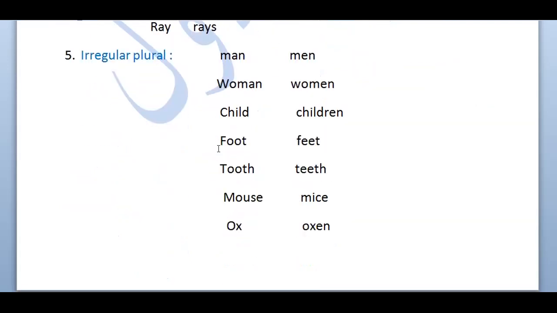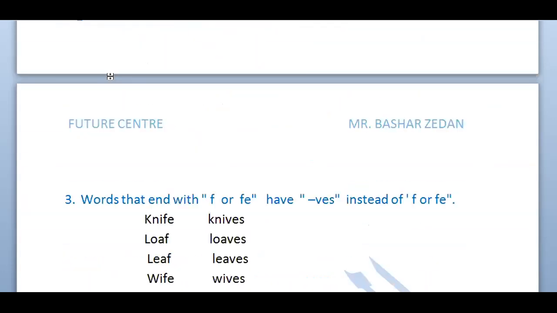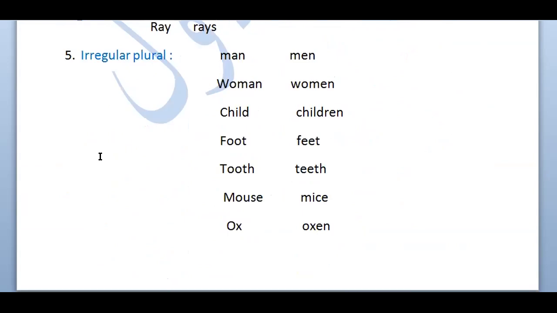The last rule of plural is the irregular plural. The last one is the irregular plural. Of course, as we see here, the first, the second, the third, and the fourth are regular. But we have here irregular plural. Irregular plural means that nouns don't have s at the end of them.